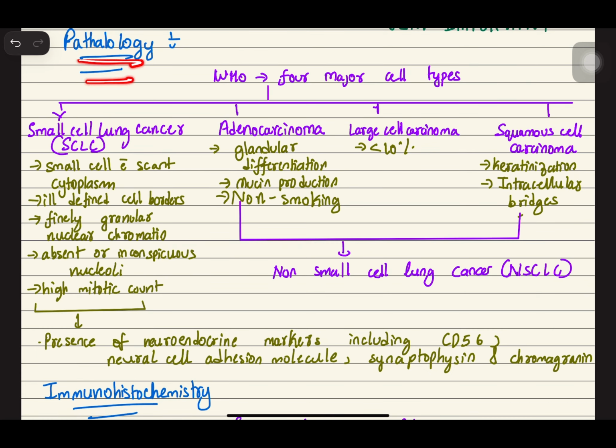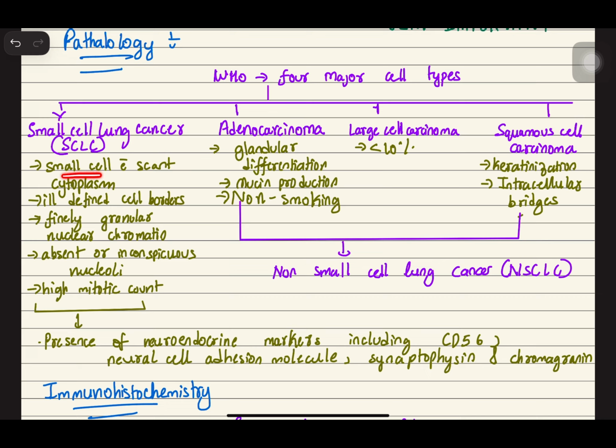Let's talk about pathology. The WHO divided lung cancer into four major cell types, which are grouped into two categories, known as small cell lung cancer and non-small cell lung cancer. Small cell lung cancer accounts for 15% of cases, whereas non-small cell lung cancer accounts for 85% of cases. First, we will look into small cell lung cancer.